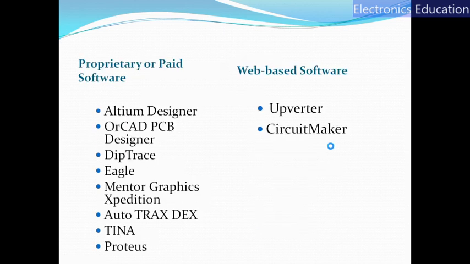Proprietary means these are paid softwares. Well-known examples of paid software are CAD PCB, then Eagle PCB, then Proteus. Mostly I have seen people using these paid tools, for which we need to pay a very heavy amount. Similarly we have web-based tools also. Again, if you go on the internet, you will find the complete list of these softwares.